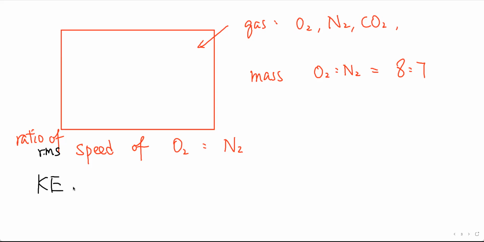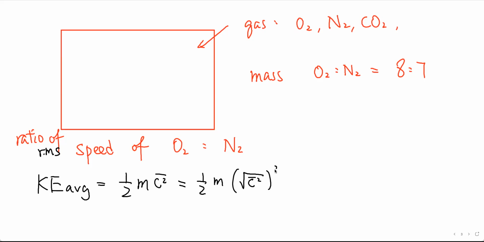Now we take a look at the formula of the FHKE. That is half mc squared. Now, I may write it as half, I take the square root first and then square it later on. It seems nothing changed. So this is actually the root mean square speed squared. So we write it as CRMS.